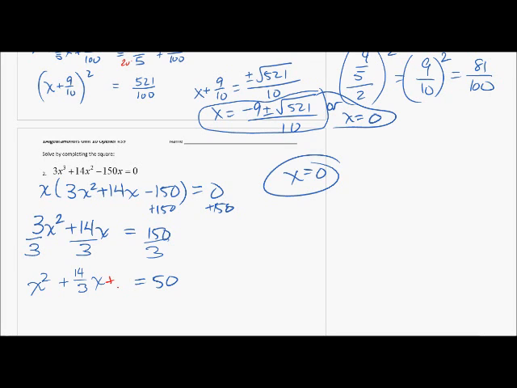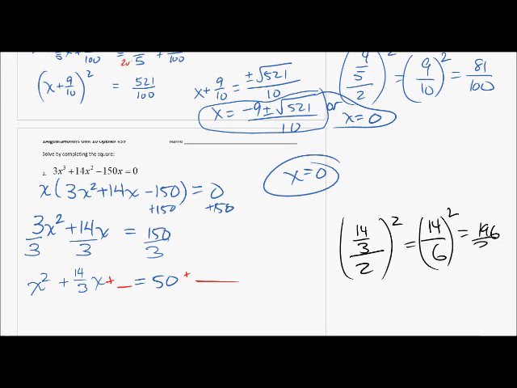And now I'm thinking plus what? Well, I'm going to take half of my b value and square it. So this 14 thirds, half of 14 thirds is 14 sixths. Squared is, 14 squared is 196 over 36. So I'm going to add 196 over 36 to both sides.